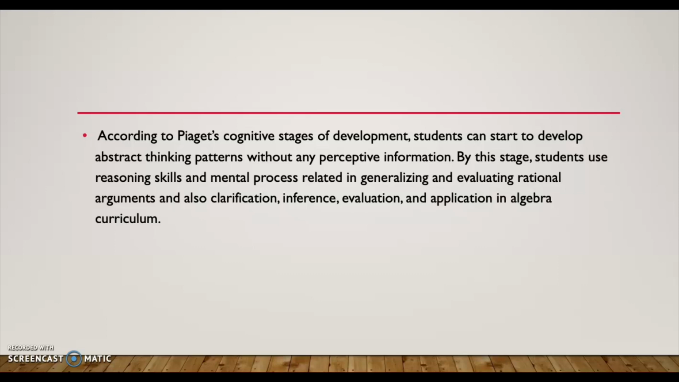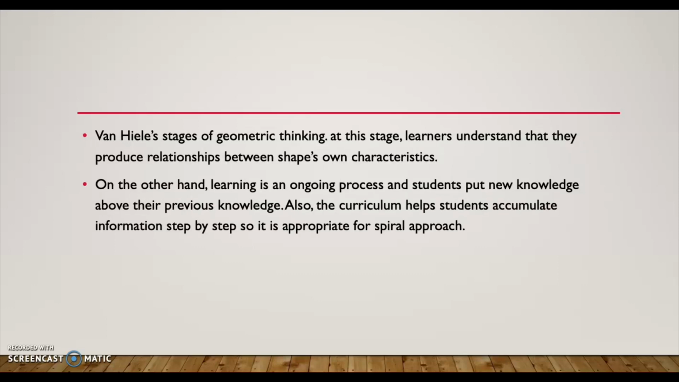In the same way, for geometry and measurement, I can explain Van Hiele's stages of geometric thinking. At this stage, learners understand and produce relationships between shapes' own characteristics. For example, if the opposite sides of a convex rectangle are the same, the opposite sides are parallel, and the opposite of this statement is true in this curriculum.